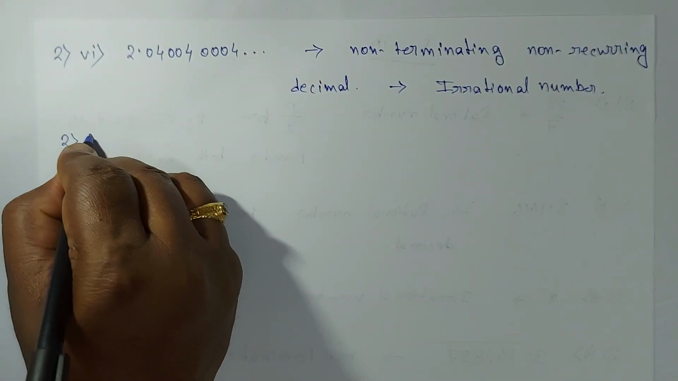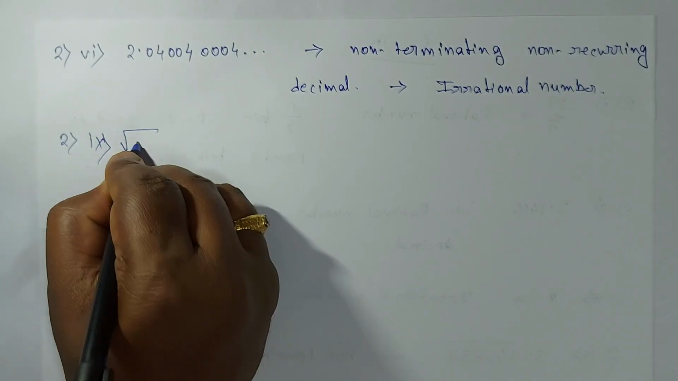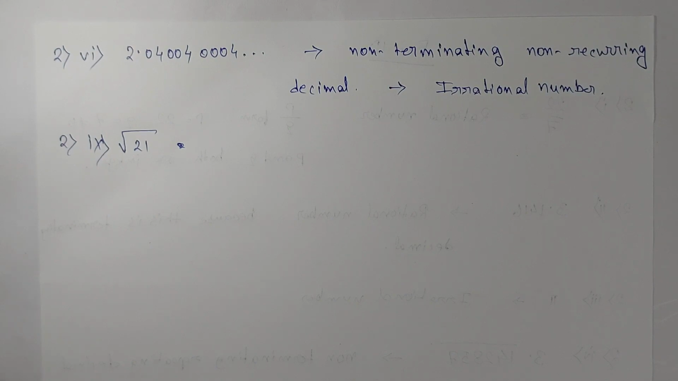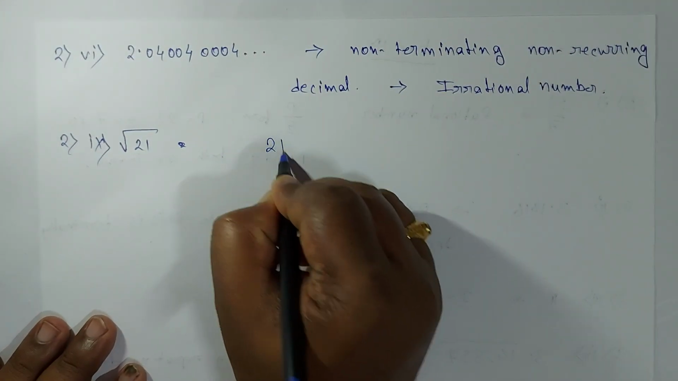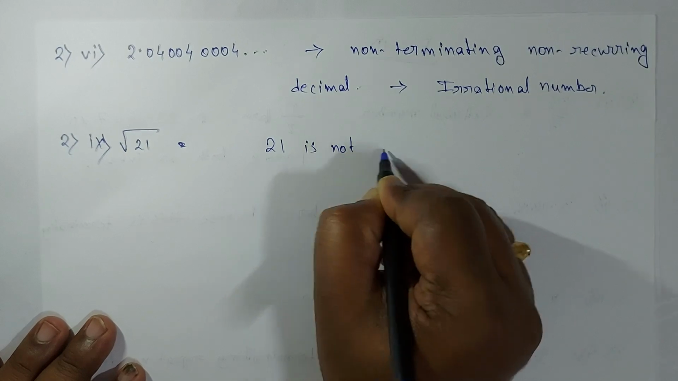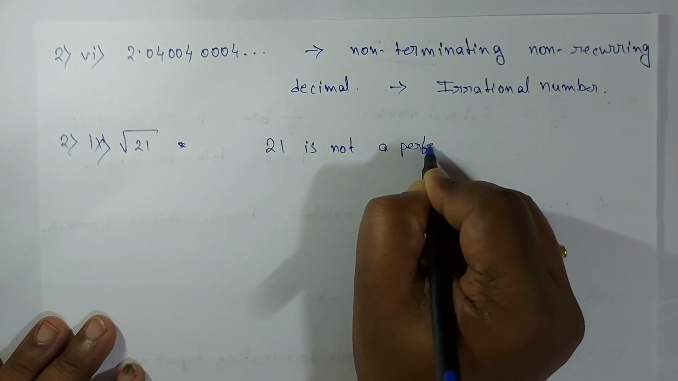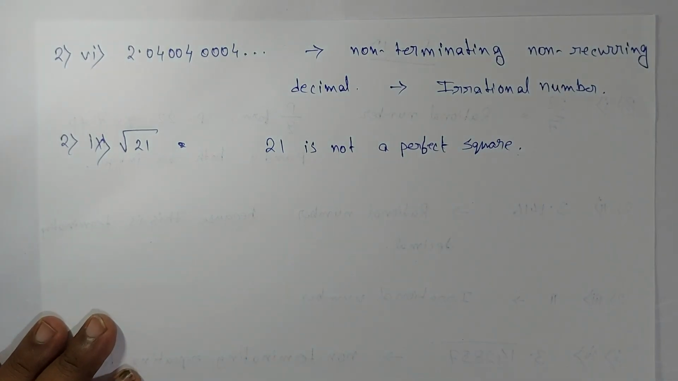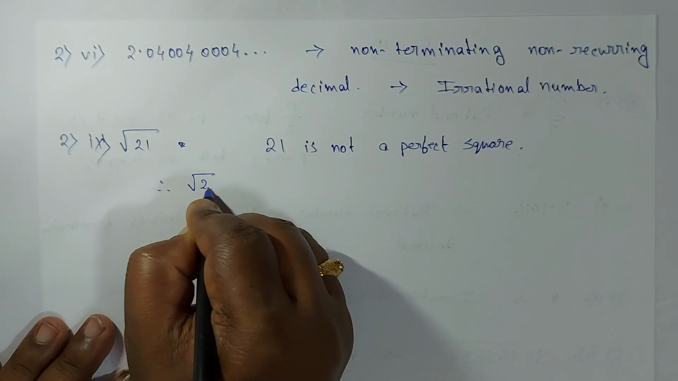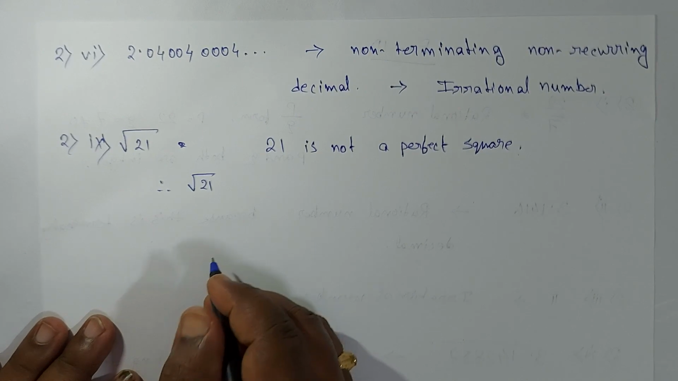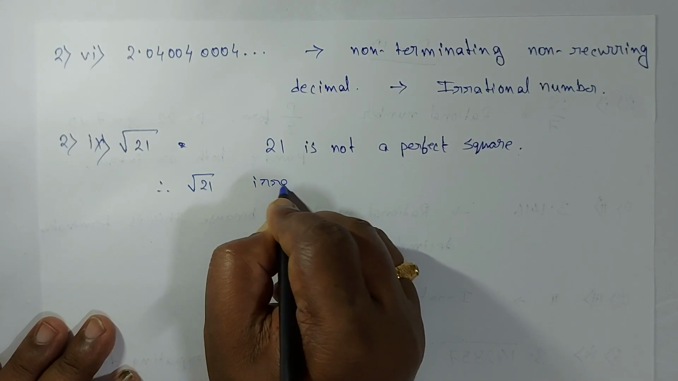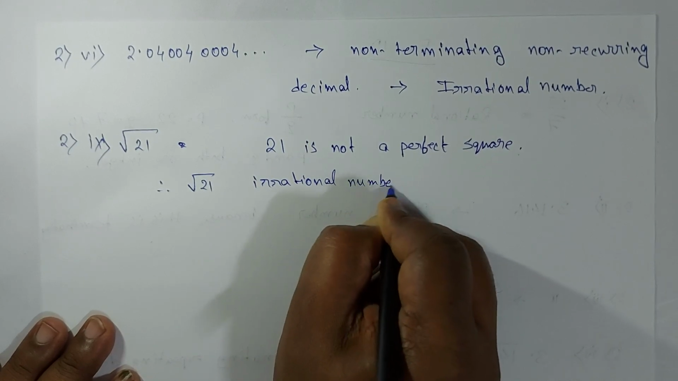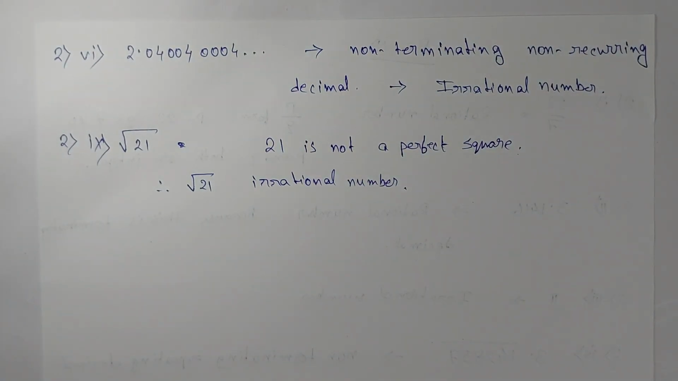Next, root under 21. 21 is not a perfect square, so therefore root under 21 will be an irrational number.